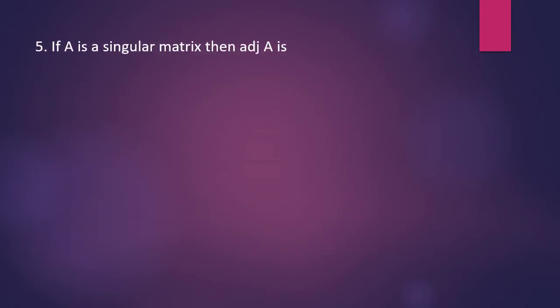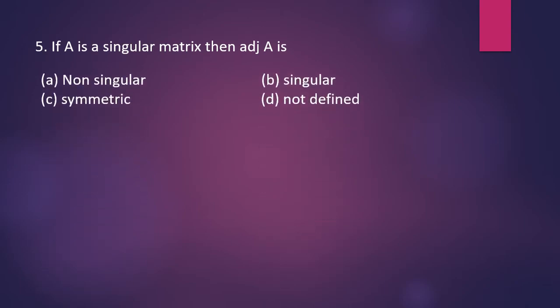The next one: if A is a singular matrix, then adjoint A is. These are the 4 options: maybe non-singular, singular, symmetric or not defined here. First you must know what you mean by singular matrix. A singular matrix is one where the determinant of the matrix is 0. And we have one result. This is a useful result. By using this formula, we can solve many problems.